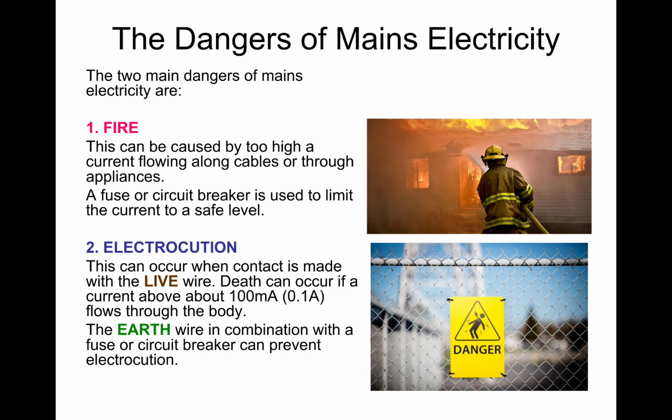The dangers of mains electricity. So the 2 main dangers of mains electricity are, number 1, fire. This can be caused by too high a current flowing along cables or through appliances, and a fuse or circuit breaker is used to limit the current to a safe level. Secondly, electrocution. This can occur when contact is made with a live wire. Death can occur if a current above around 100 milliamps or 0.1 amps flows through the body. The earth wire in combination with a fuse or circuit breaker can prevent electrocution.